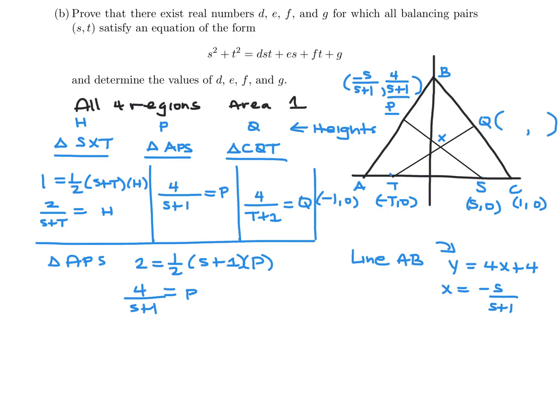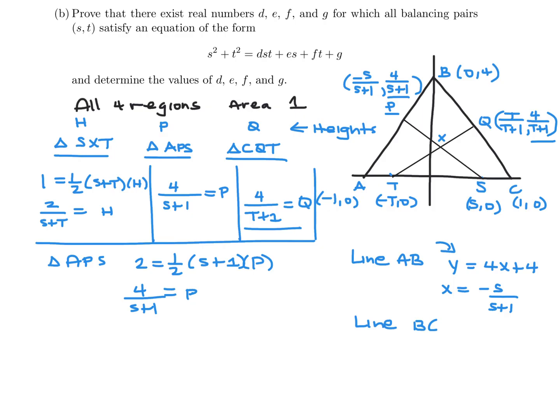And in a very similar way, you would get the coordinate of Q. I'll let you do that exactly the same way. Q is here, so that's the y coordinate of Q, 4 over T plus 1. Then you'd have to figure out the equation of the line BC, and you can do that fairly easily. Once you get that equation, you'd sub in the y value to get the x value, and you'll get T over T plus 1.